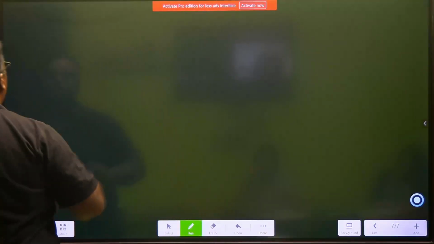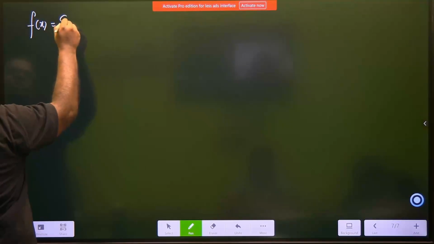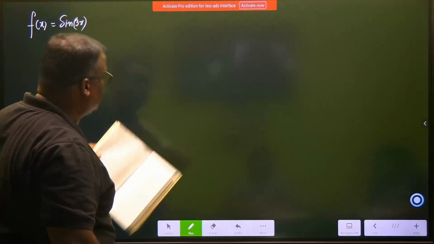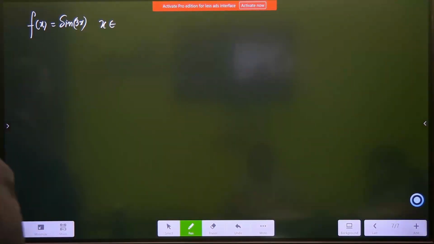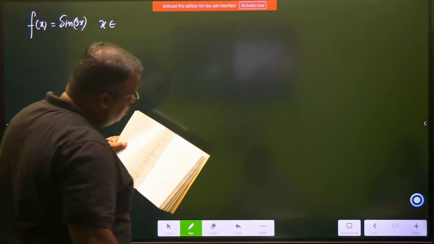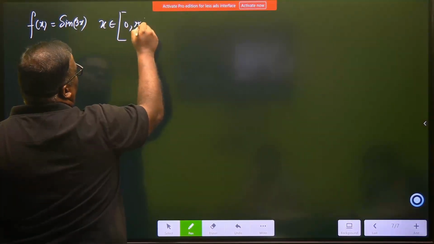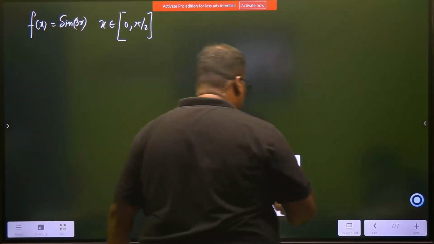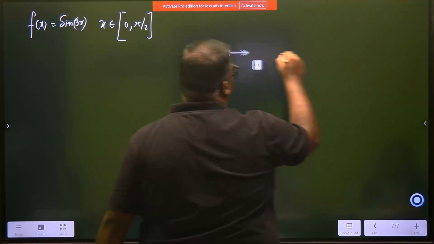Okay. I have a function f of x is equal to sine 3x. But however, children, what is a sine function? Sine function can take inputs on R, you know that. But they have said x belongs to 0 to pi by 2 in this manner. 0 to pi by 2 means both are included. So let me first draw my domain.